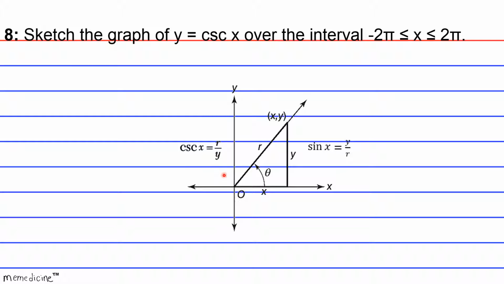But if y is, let's say, in quadrant 3 or 4, it can be negative, okay? So the negative contribution to any trigonometric function always comes from the y coordinate or the x coordinate whenever you're looking at it from the perspective of a triangle in a Cartesian coordinate plane, okay? All right, so that's just a little aside. We established that the cosecant of x is just the reciprocal of the sine of x, where sine of x is y over r, therefore cosecant of x is r over y, okay?